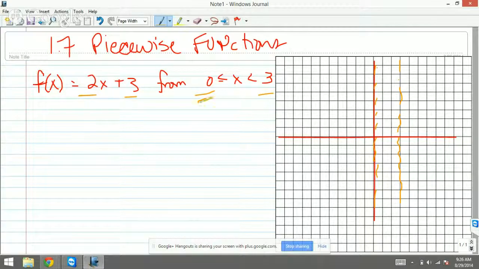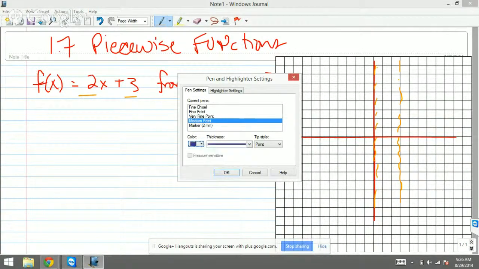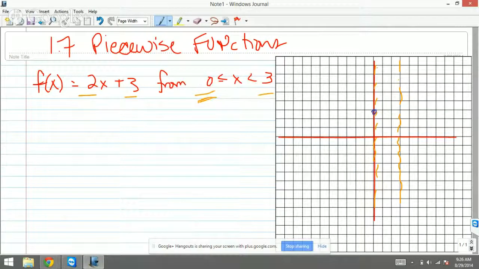What's the value of the function at 0? If I plug 0 in, what does it output? Right, so put that point on there. 3. And is it hollow or solid? It's solid because it's less than or equal. Okay, so that's a solid dot.